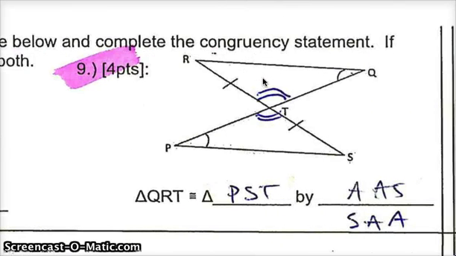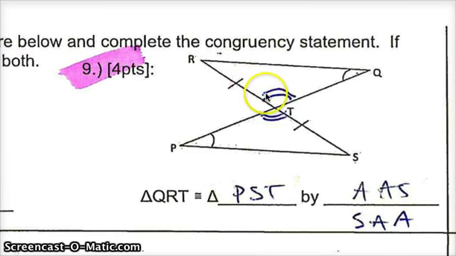Question number 9. Class, what is hidden here? Vertical angles. So I have my congruent marks there. Now I just go in this order: angle, angle, side, or side, angle, angle. Remember, it works for both. It has to work for both: angle, angle, side, or side, angle, angle.